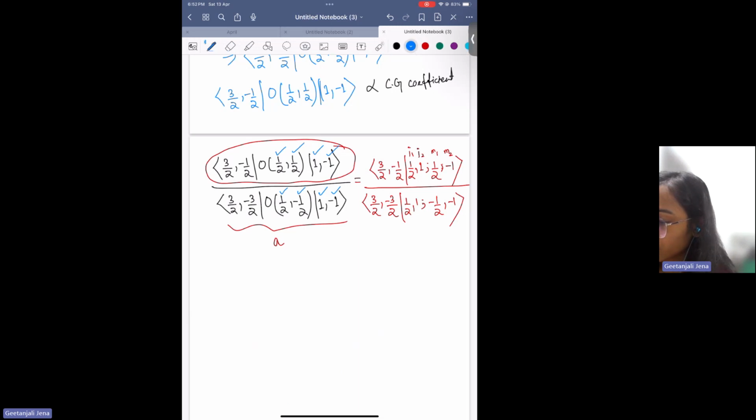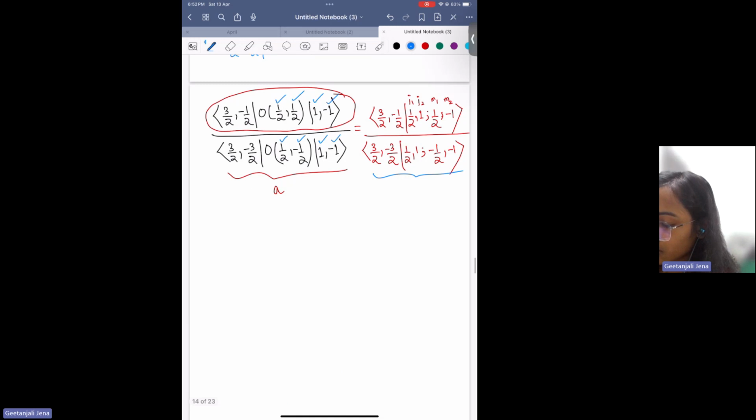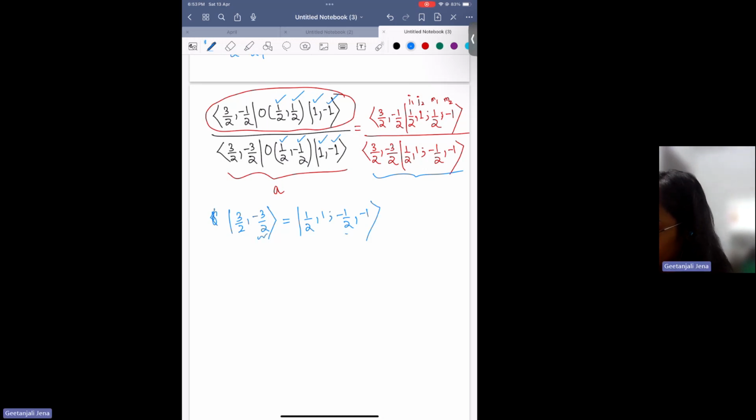Now if you see this term, this is a stretched state. You know that 3 by 2, minus 3 by 2 is equal to the stretched state in the uncoupled basis, which is half 1, minus half minus 1. So minus 3 by 2 comes from minus 1 minus half. So this is a stretched state. That means to take the inner product, it will be half 1, minus half minus 1, with 3 by 2 minus 3 by 2, which would be 1. So this term would be 1.